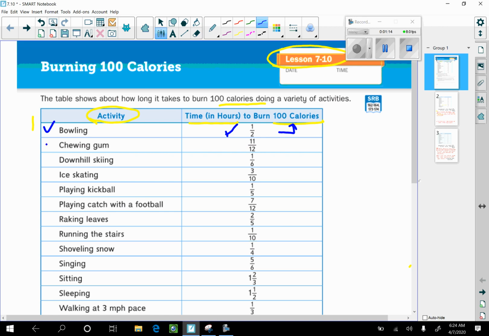If I start chewing gum, how long will it take me to burn 100 calories? It's going to take almost a whole hour, 11/12 of an hour, to burn 100 calories. And you can go down the line to see the different activities and how long it takes to burn 100 calories.